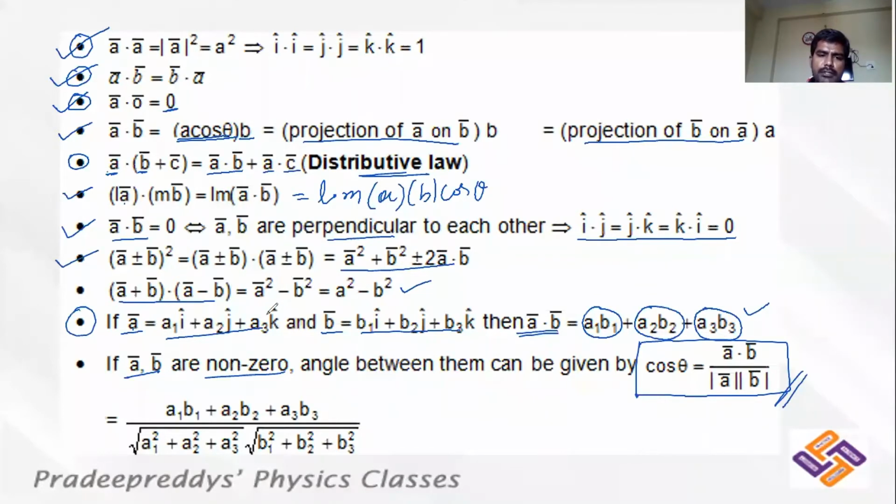For a bar and b bar, you can just substitute: a dot b is a1 b1 plus a2 b2 plus a3 b3. I will substitute that here. The magnitude of a is the square root of x square plus y square plus z square, and similarly the magnitude of b. So this is equal to cos theta. So you can find the angle between two vectors using dot product. These are called properties of dot product, and for the intermediate syllabus, this question is asked for 4 marks in the board exam.